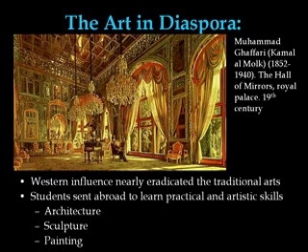Throughout the modernization movement in the region, students were sent to Europe to study various subjects, including painting, architecture, and sculpture. Among these students was Muhammad Ghafouri, known as Kamal al-Mulk, whose dates are 1852 to 1940, and who was sent to Europe to study painting. In one of his paintings, he depicts another Qajar king, a later Qajar king, Nasser ad-Din Shah, in one of the rooms in his palace, his famous Hall of Mirrors.